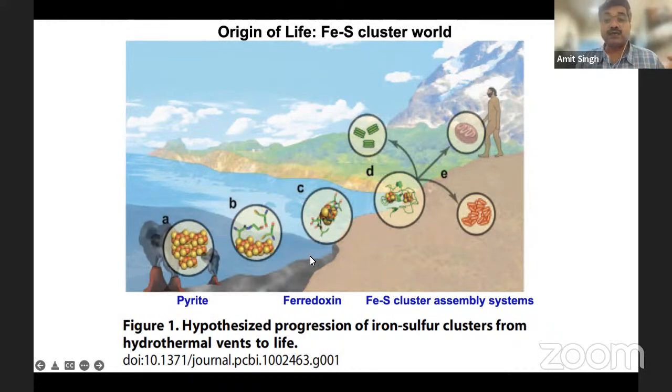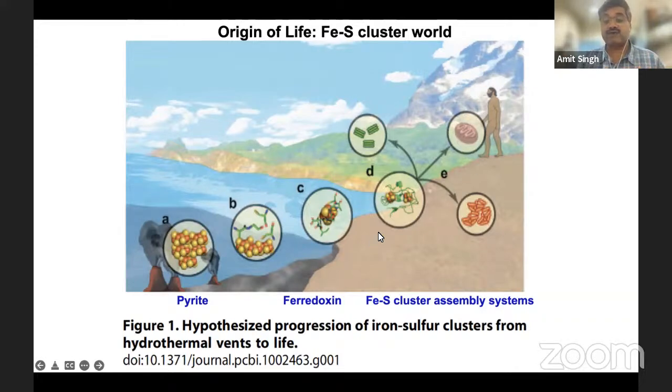And as we move further, and oxygen becomes more and more available due to photosynthesis-like events, what happened is that the bioavailability of iron seems to be reduced, because once iron gets oxidized to the Fe3+ state, it is not really available. It gets leached out, precipitated, and therefore assembly of iron sulfur clusters was not possible.